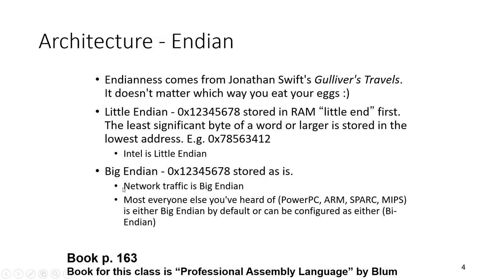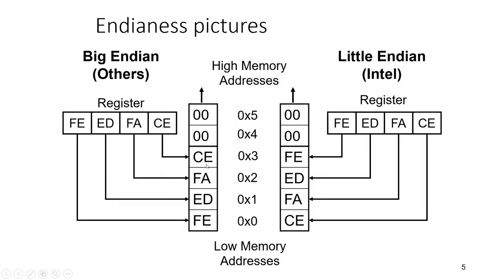But big endian is just the normal placing of bytes in increasing order of memory. Next slide there is an example. So this is the lower memory address, this is the higher memory address, memory is increasing. In big endian you just place it as it is, FE in the lower memory address, ED in the second, and so on. But in little endian we do the reverse. So this is the lowest order, we place the CE here, FA here, ED here, and FE here.